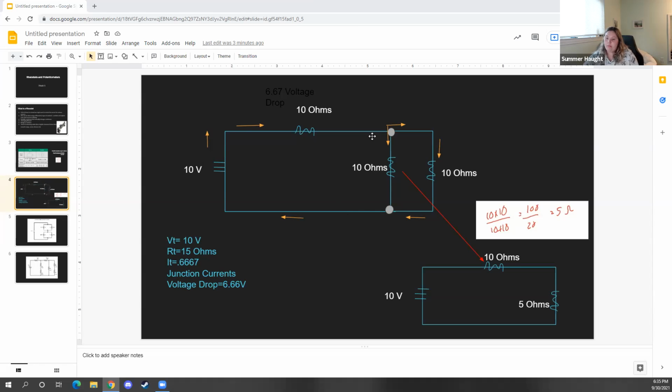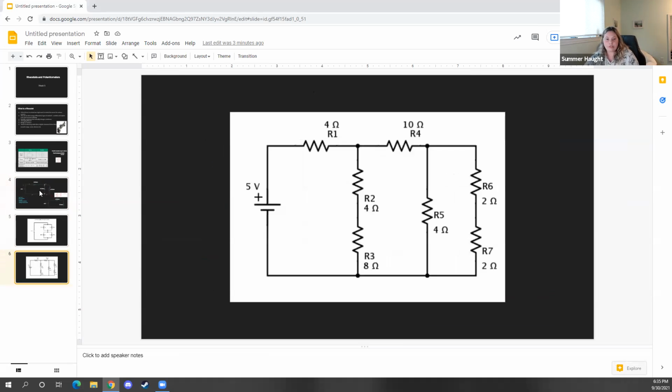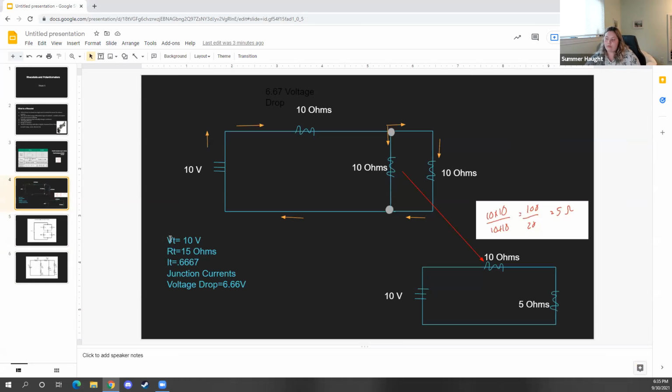We need to calculate both situations. Whenever you're having a problem like this, so for this week, you're going to be given figures that look like this or like this, and you're typically going to want to always solve for the total voltage, total resistance, total current, your junction current, and your voltage drop. So you want to write those on the side and then fill them in as you get them.